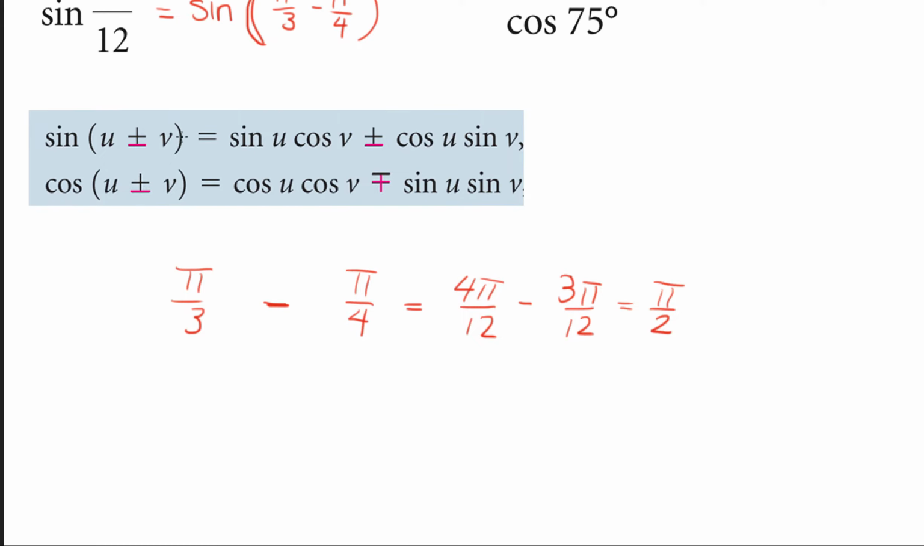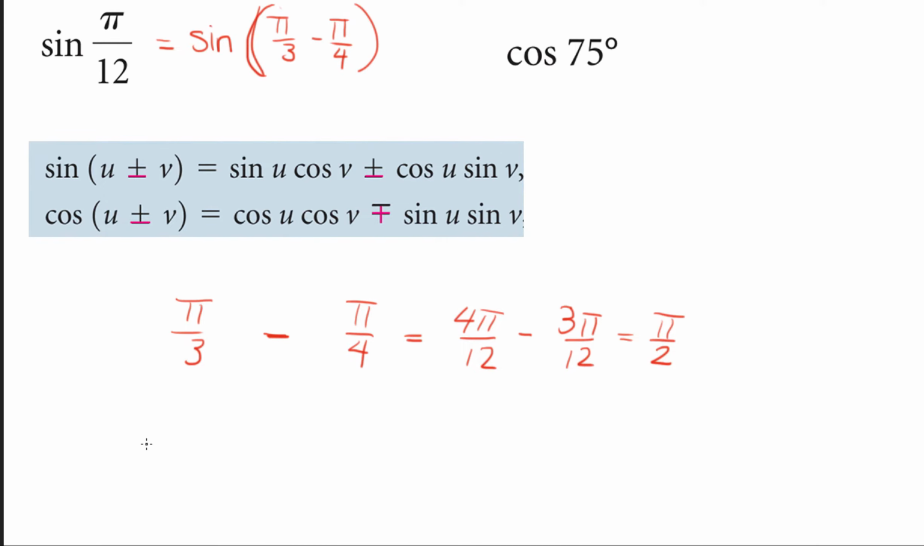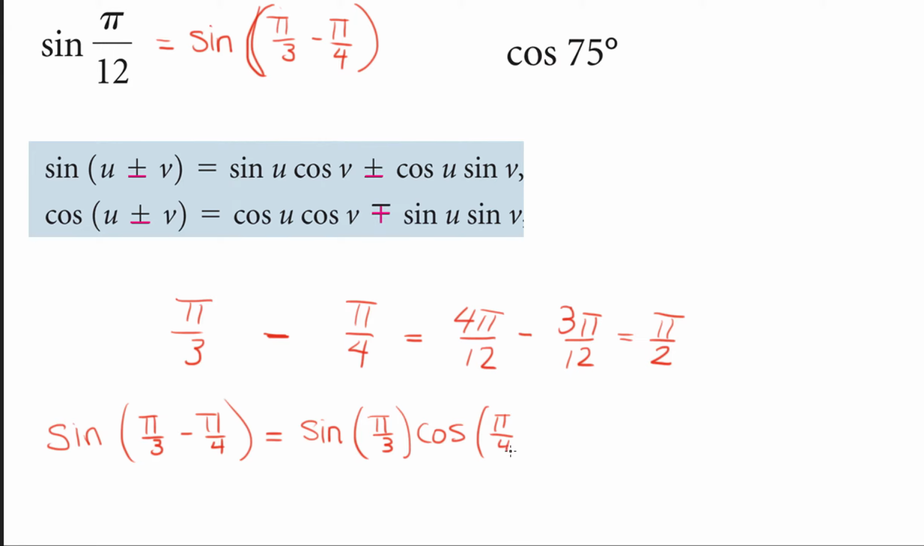Now that I know that, I can use the formula. So again, sine of pi over 3 minus pi over 4 equals, well, the formula tells me, sine of pi over 3 cosine of pi over 4. Now it says if it's plus, it's plus. If it's minus, it's minus. So minus cosine of pi over 3 sine of pi over 4.